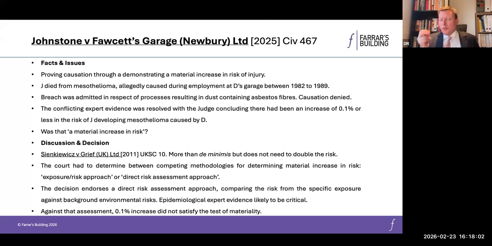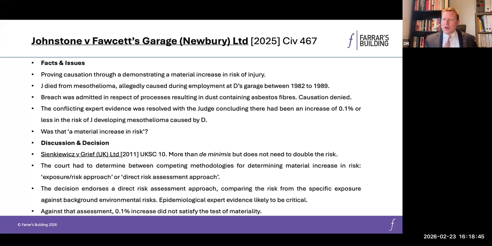And so in Johnstone, what the court had to do was address the competing methodologies for determining that material increase in risk. On the one hand, the claimant appellant proposed an exposure risk approach, equating risk increase with exposure increase. So, for example, the increase in risk in this case was material because it was said that the deceased's exposure to asbestos fibres over the course of her life was materially increased by her exposure while she was working at the garage. And you could calculate that increase as between 2 and 4 and a bit percent.